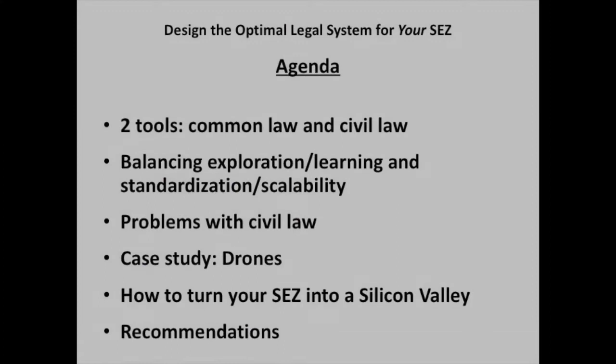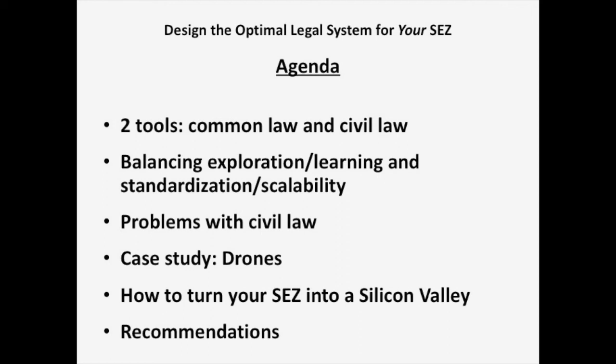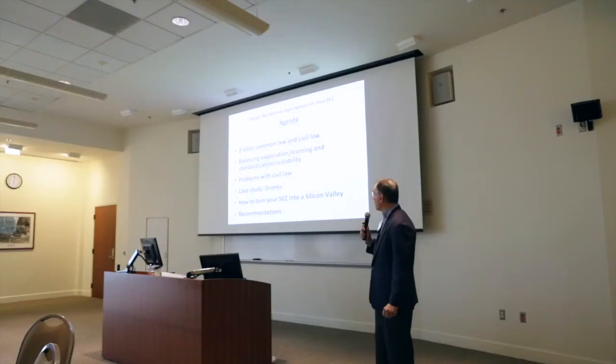Here's our agenda. First, I'll talk about two tools that we have. Not the only tools, and we don't want to limit our thinking to just common law and civil law, but these are two tools that we have at our disposal for designing the ideal legal system. Then balancing exploration and learning and standardization scalability as it applies to the law and society. Problems with civil law that we need to be cautious about and sensitive to.